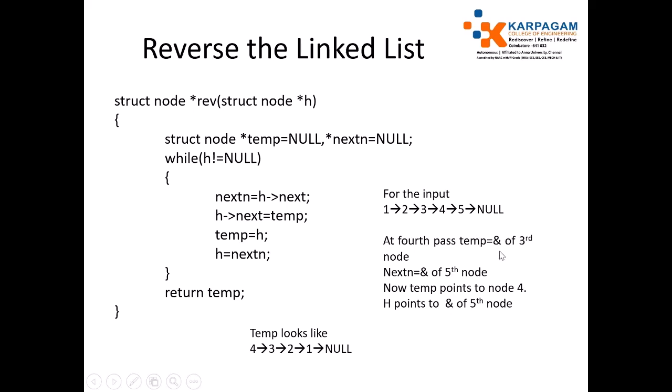At the fourth pass, temp points to the address of the third node. Next node points to the fifth node. Now temp points to the fourth node after executing temp equal to h. Now h points to the fifth node. Finally, the list will be looking like this: 4, 3, 2, 1. At the fifth pass, temp points to the fourth node and next points to null. Now temp points to node 5. Finally, the list looks like this: 5, 4, 3, 2, 1. So 1, 2, 3, 4, 5 reverses to 5, 4, 3, 2, 1.